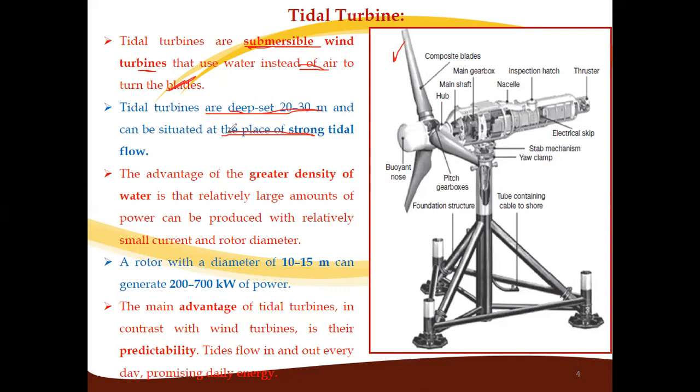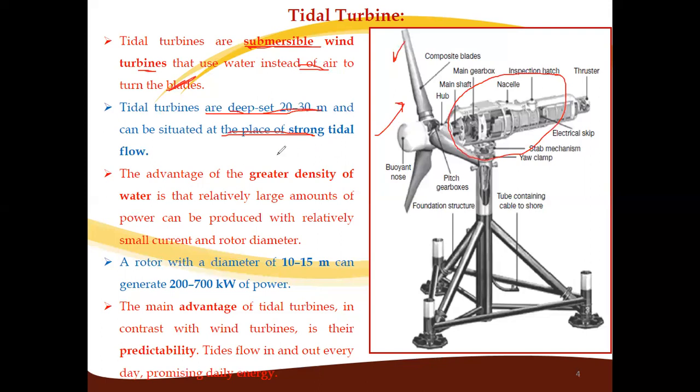It is situated where there is a strong tidal flow. Because of the heavier density of the water as compared to air, the tidal turbine must be built sturdier than its terrestrial counterpart, as shown in this figure. So if you see, it should be heavier as the density of water is very high compared to air. So this should be heavier so that it does not damage any other parts of this tidal turbine.